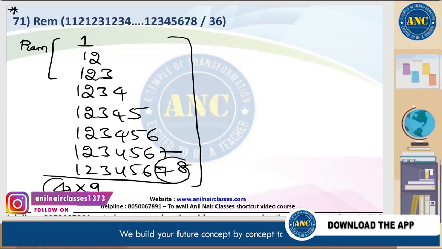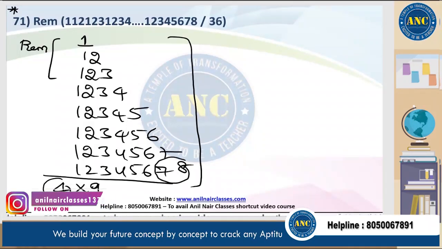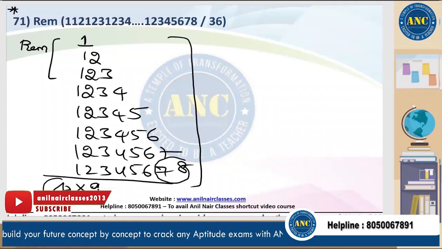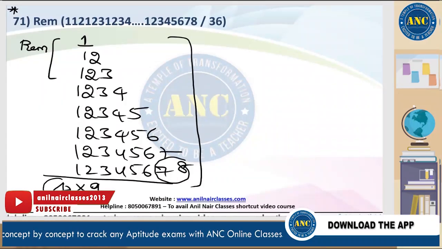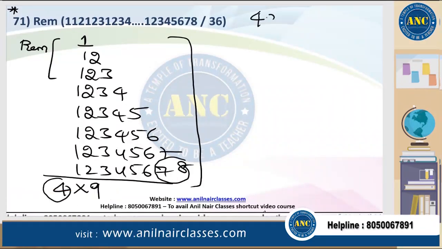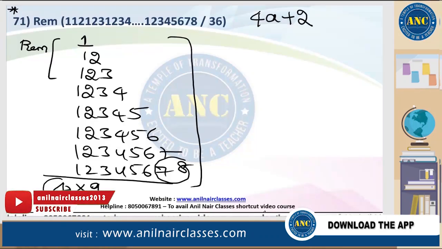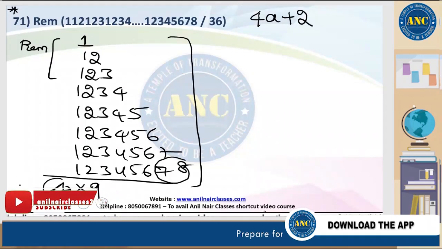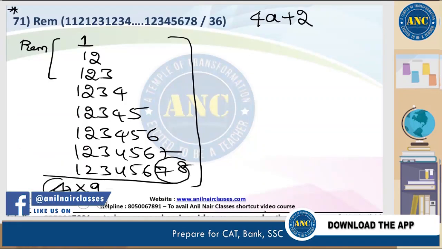What is the divisibility rule of 4? Last 2 digits should be divisible by 4. 78 divided by 4: 4 19s are 76, remainder 2. So the first is 4a plus 2. Divided by 9 means sum of the digits. Why did I write like this?